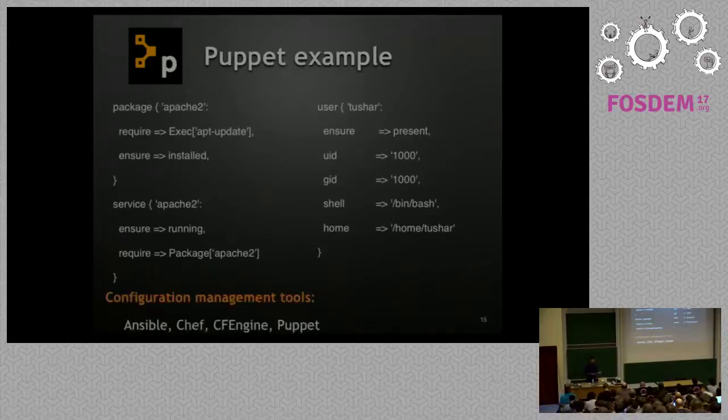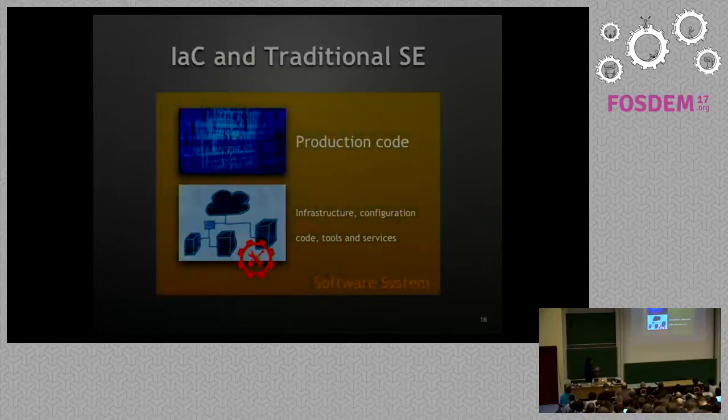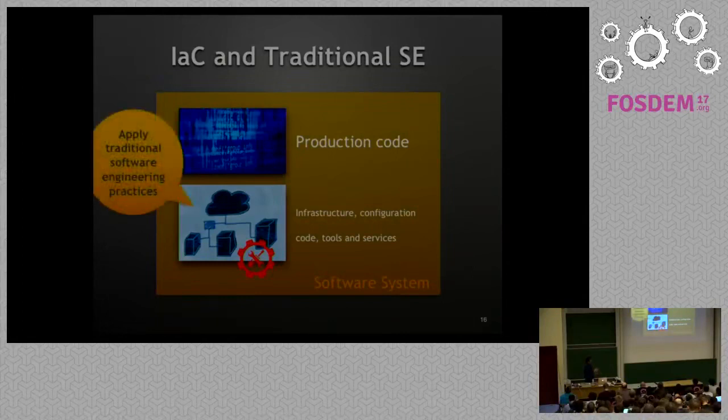And obviously, there are many more. Some of them I have mentioned here, but there are many more. And in the context of traditional software engineering, what infrastructure as code does is it brings infrastructure, configuration code, tools, and services into the purview of the software system. What it means is you apply traditional software engineering practices not only on production code, but also on infrastructure and configuration code. And when I say traditional software engineering practices, I mean testing, reviewing, versioning, and many more similar practices.